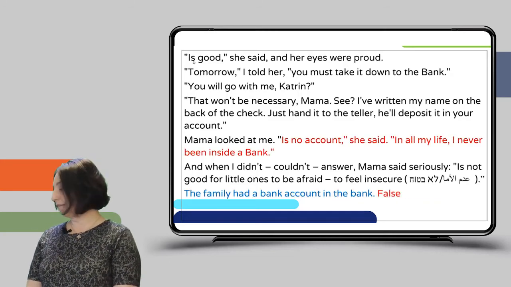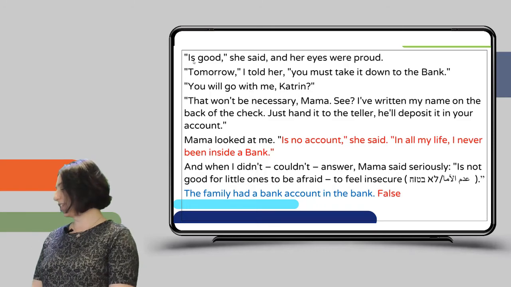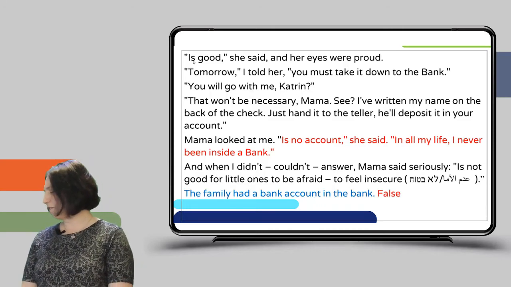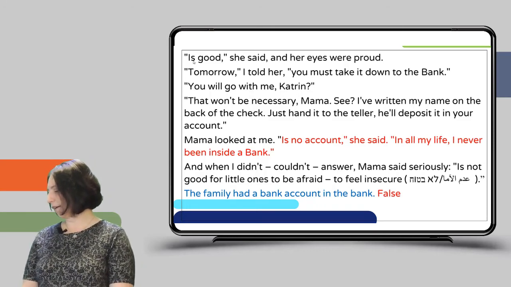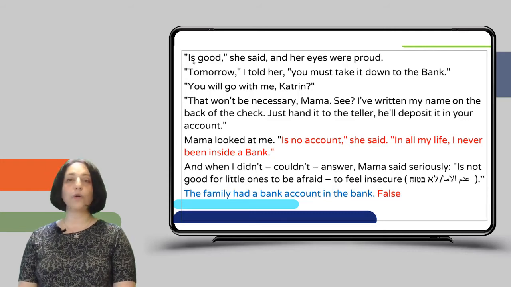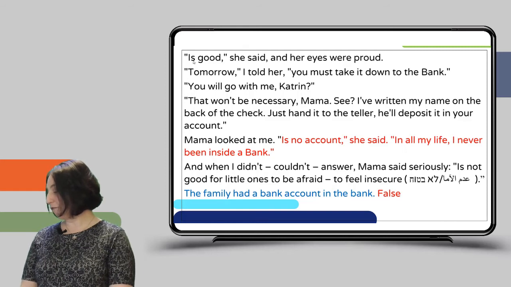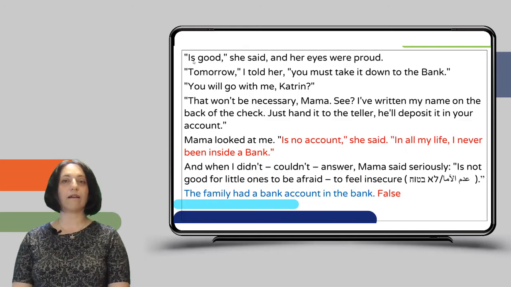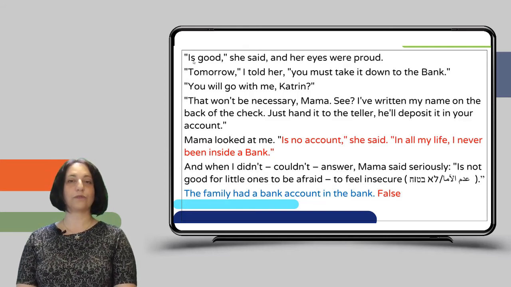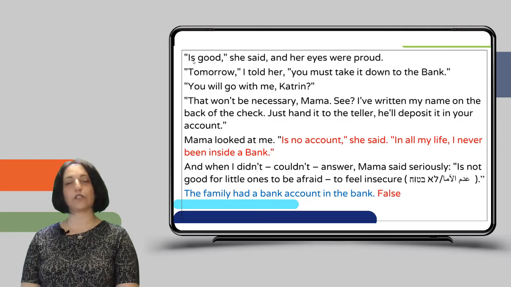Mama looked at me. "Is no account," she said. "In all my life, I never been inside a bank." So no, false. The family did not have a bank account in a bank. It's true that they didn't have an account. It's false that they did have an account.